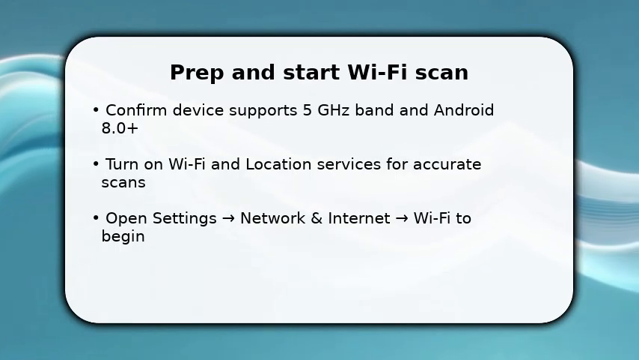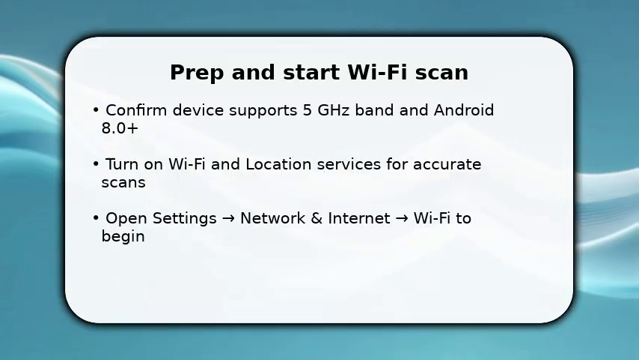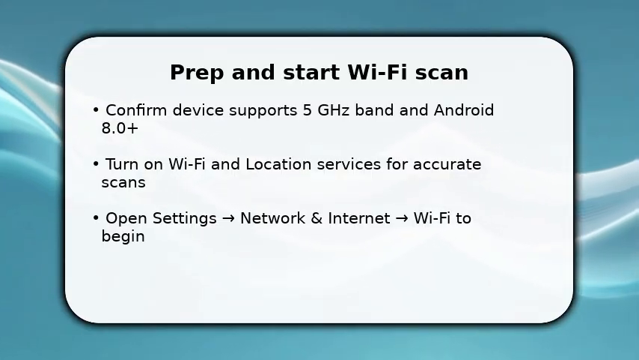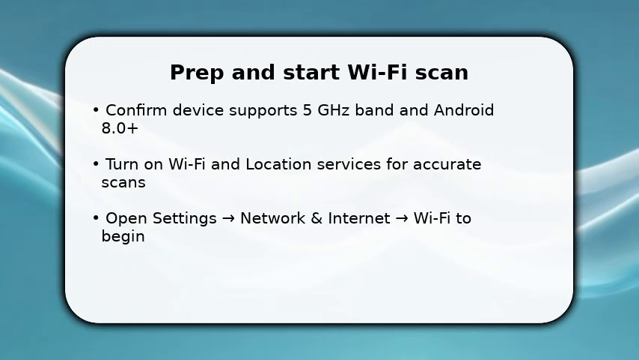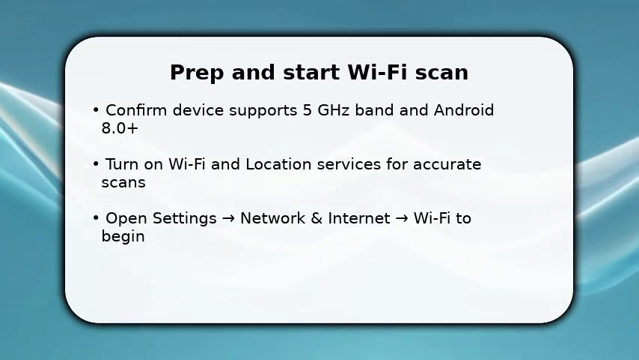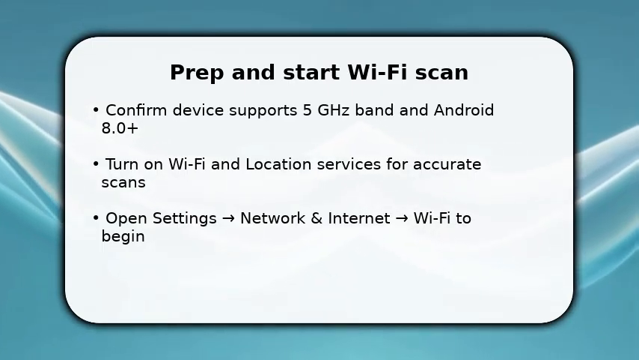If your router is nearby, you'll see more SSIDs, some labeled with 5G, 5 GHz, or a frequency tag. If you don't see options, press the refresh icon or toggle Wi-Fi off and on to force a new scan.